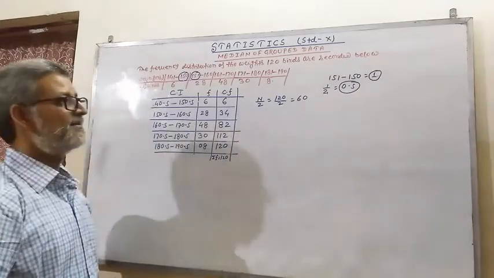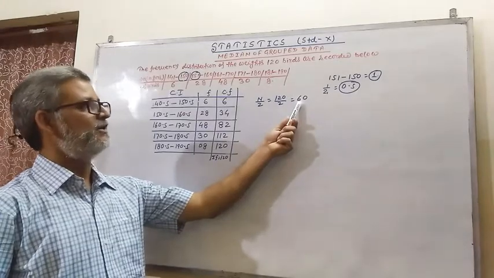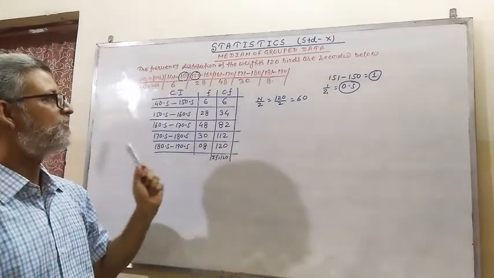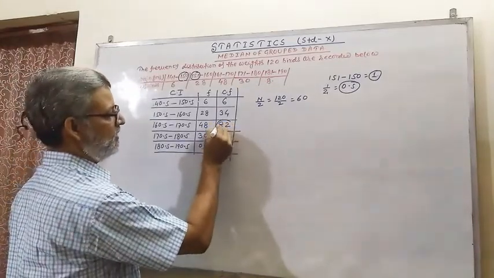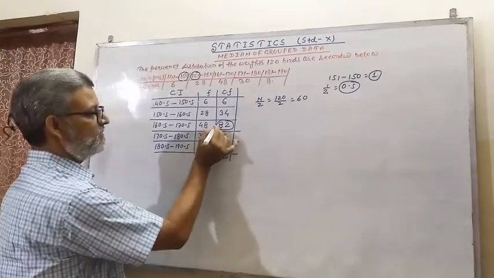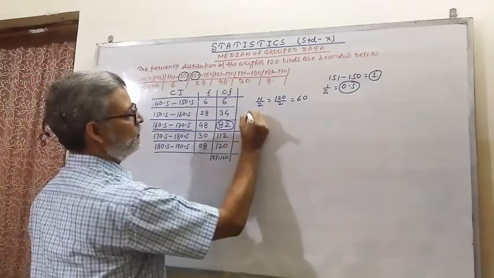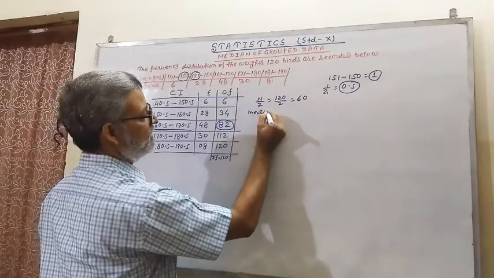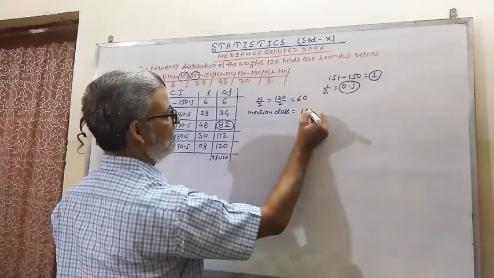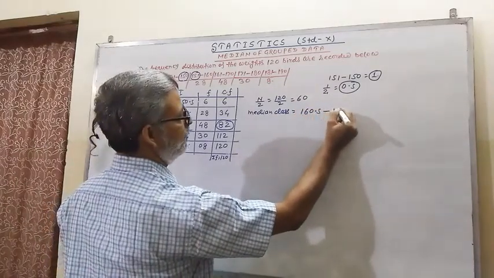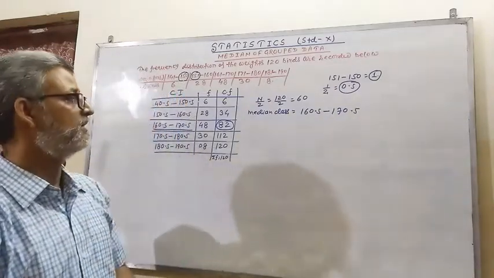Now what is the median class? We observe which cumulative frequency is just more than 60. So more than 60, 82 is the cumulative frequency. It means its corresponding class interval is the median class. So here the median class is equal to 160.5 to 170.5.